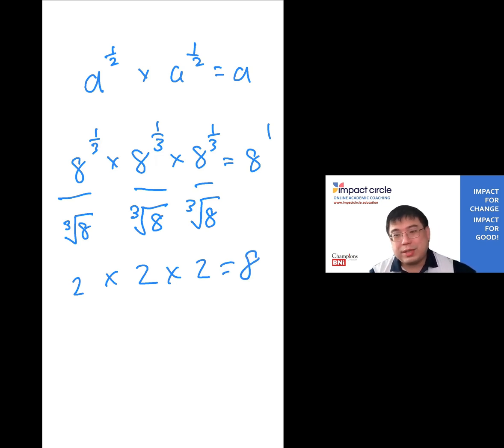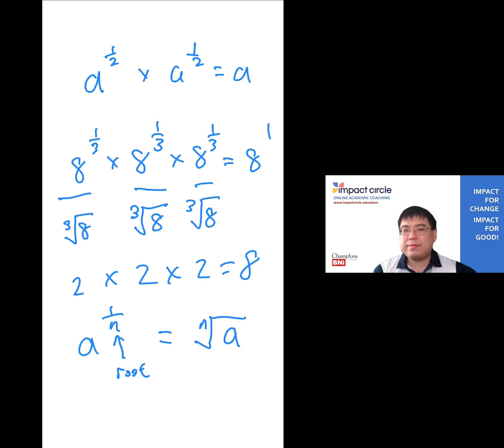And yes, this will give you 8. Right, so the general result is this. If you have a fraction, a to the power of 1 over n, this one will be the root. Okay, so this will be equal to the nth root of a. So just remember, the denominator of a fraction power represents the root.